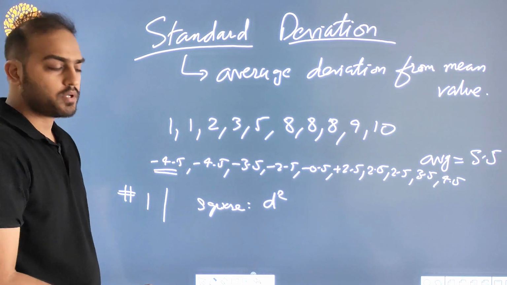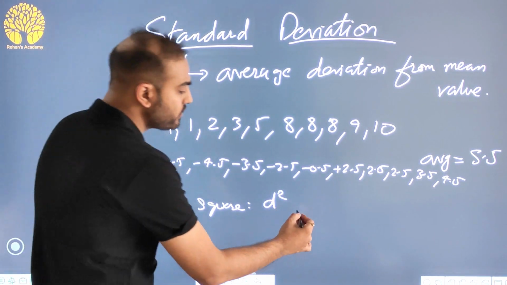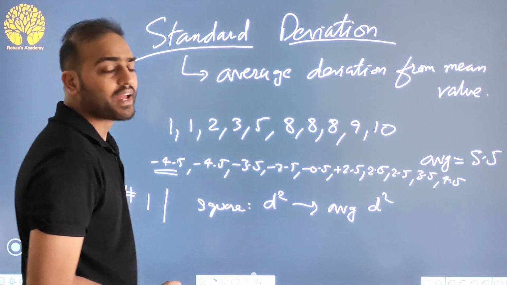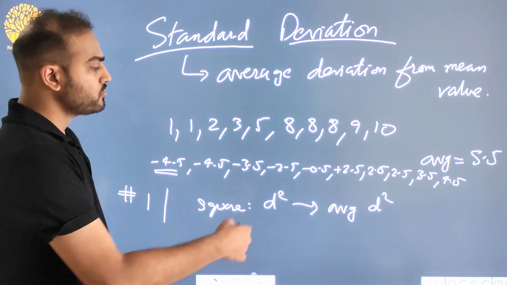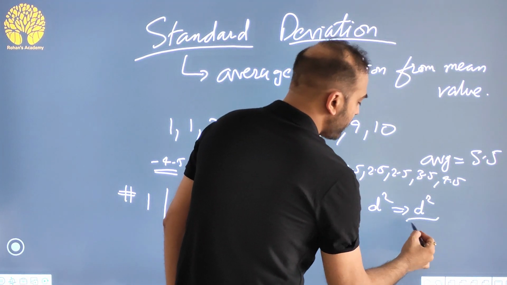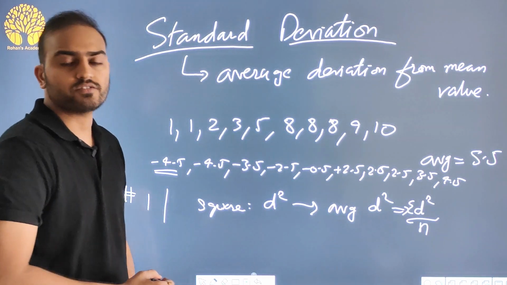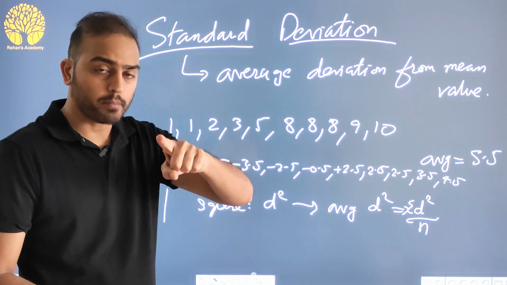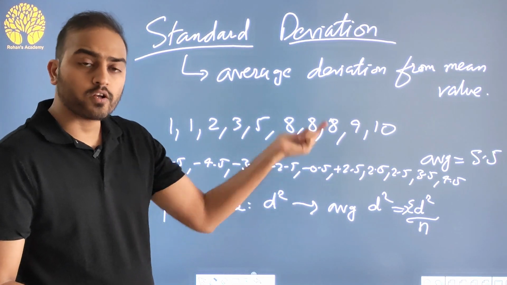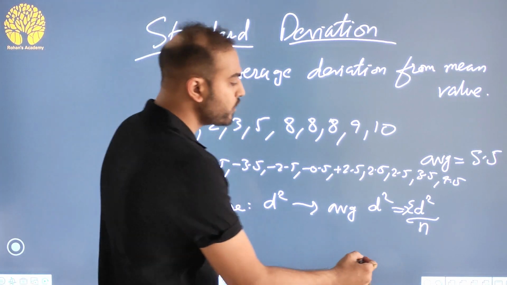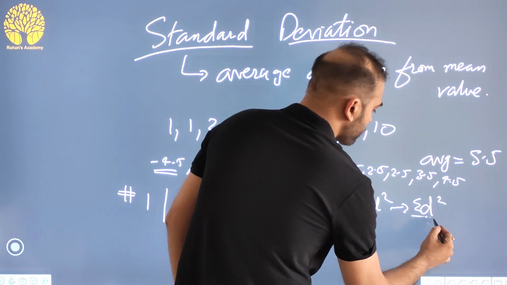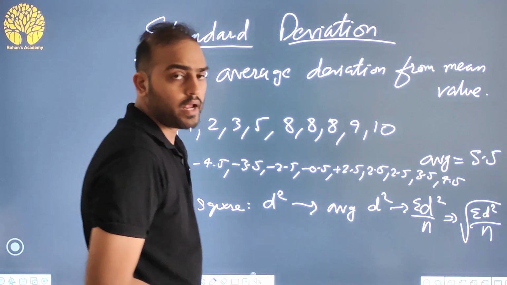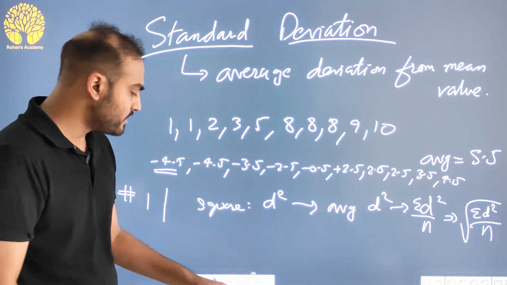Now that they are all positive, we take the average of this. So that becomes the sum of all d square by n. Now the average is done, but we had squared it. So in order to bring it back to the original form, what will we do? Square root it. So this is how we calculate standard deviation.